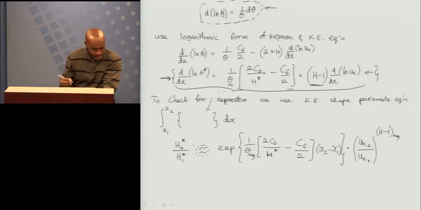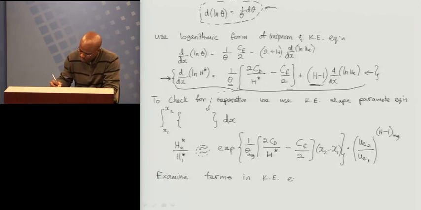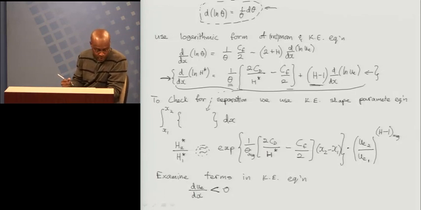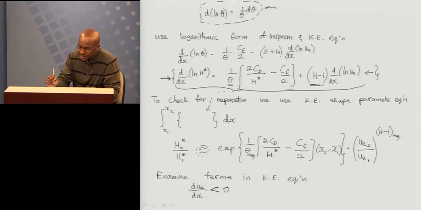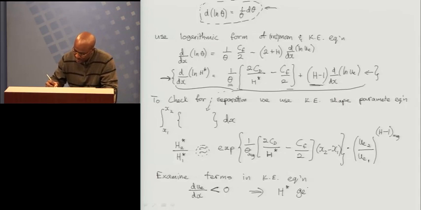All right, so let's examine the terms in this kinetic energy equation. As dUE/dx is less than 0, so for adverse pressure gradients, if I look at my equation for H*, if this guy is negative, so it's an adverse pressure gradient, then H* would be getting smaller and smaller.